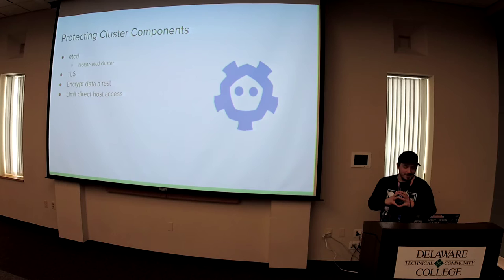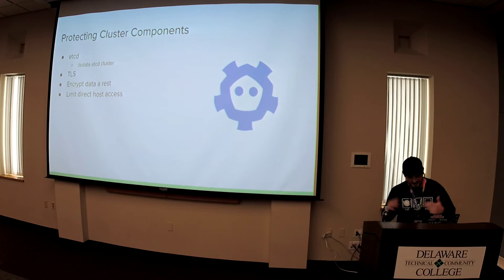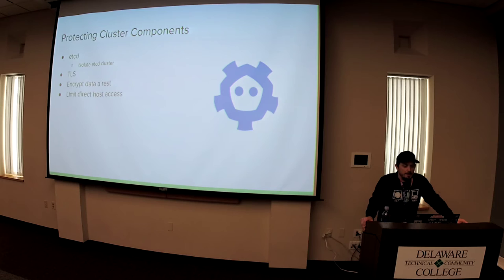So, encrypt data at rest and use the primitives like I talked about before, because there's some obfuscation that you could do. Like, they have the base64 encoding of secrets, which, you know, base64 is very secure. But there's stuff you could do with etcd. Always make sure that you're running etcd v3, use TLS, encrypt everything at rest, limit direct host access.